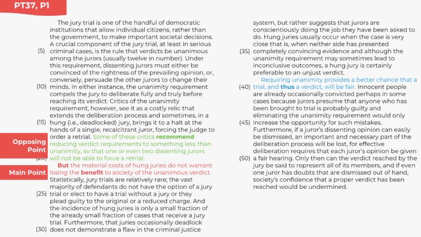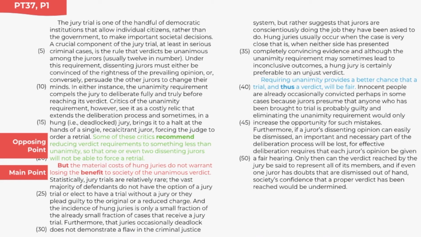So we got the main point at the beginning of the second paragraph, and now we can think about the purpose of the remaining paragraphs, although we've already got a pretty good start on the first paragraph. They're introducing this thing called the unanimous verdict requirement, and then there's a criticism made about it. So essentially we have the opposing point stated in the first paragraph, then the main point stated in the second paragraph.